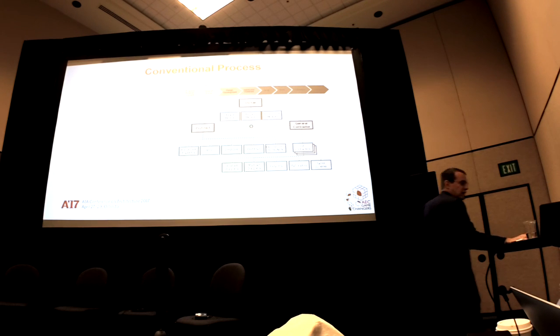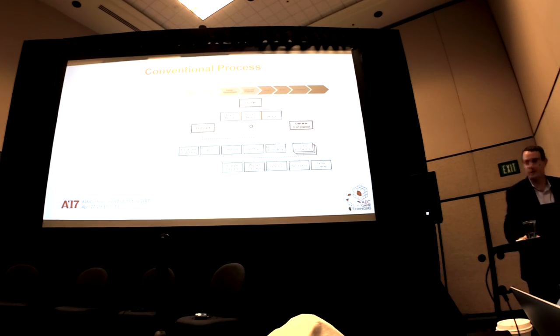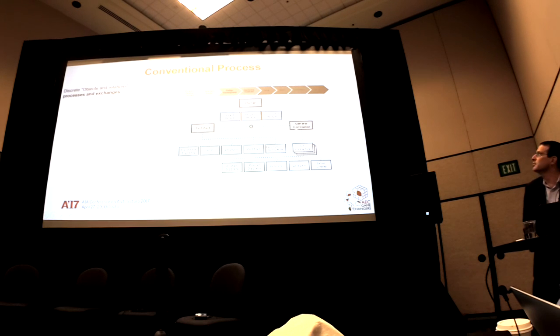Okay, so just to break that down a little bit, some of the salient features: there's this notion of discrete objects and relations. These objects in this case are entities, but there's a relationship between the architect and the owner, and the architect and its consultants. There's a relationship, implicit or explicit, between the owner and the general contractor. These are discrete processes and exchanges between those processes or organizations.